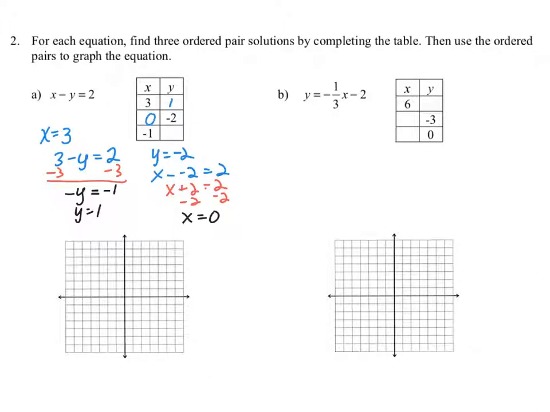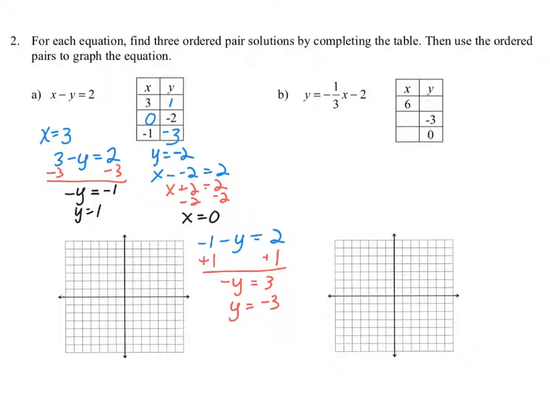And then finally, x is equal to -1. We plug that into the original equation, and we get -1 minus y is equal to 2. We solve this equation by adding 1 to both sides, and we end up with -y is equal to 3, and that means y is equal to -3. We can plug that into the chart.